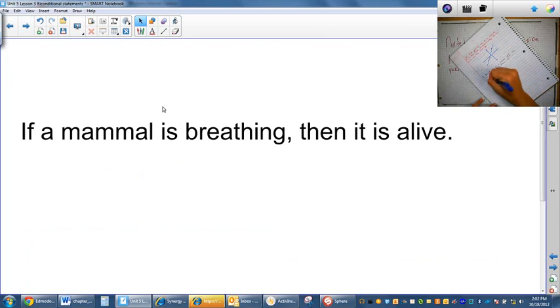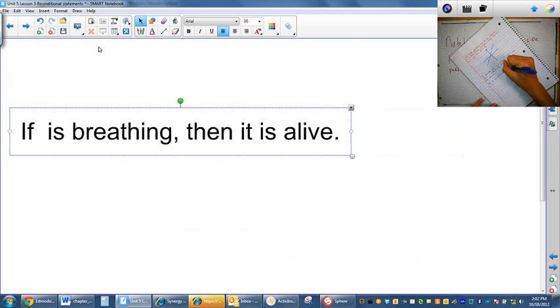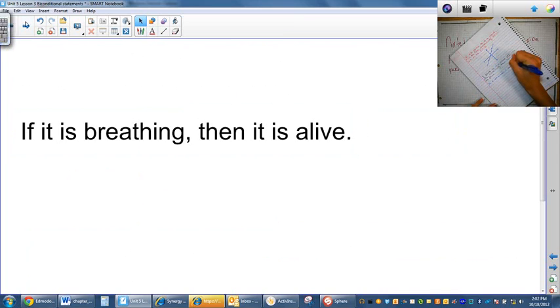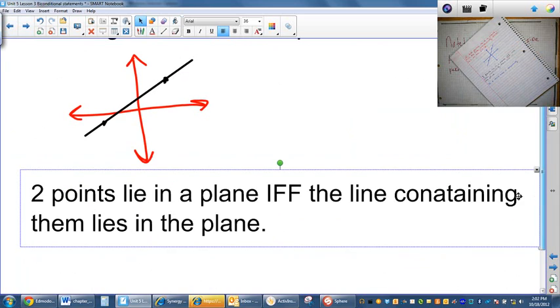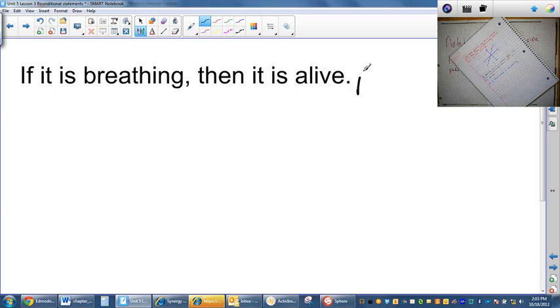The last one? I can go back to it. 2 points lie in a plane if and only if the line containing them lies in the plane. All right. What I'd like you to do, this is the statement, if P then Q. What I'd like you to do is write if Q, then P. So start there. Please write if Q, then P.